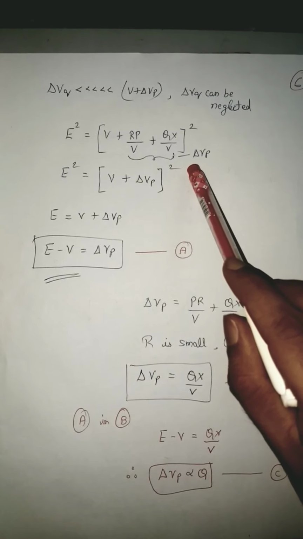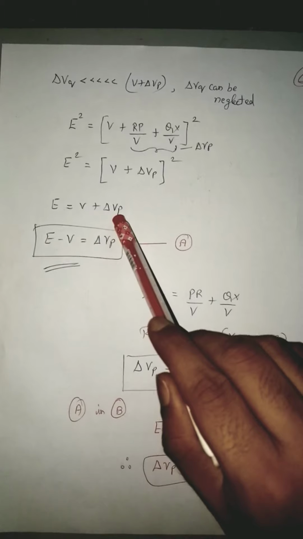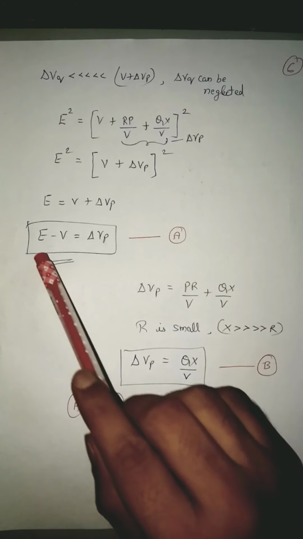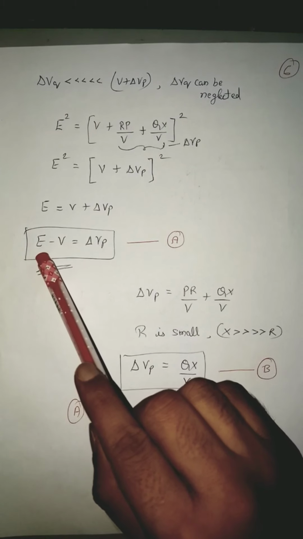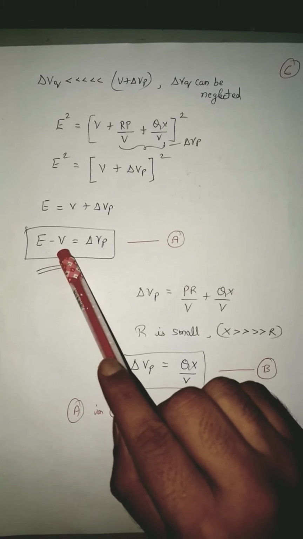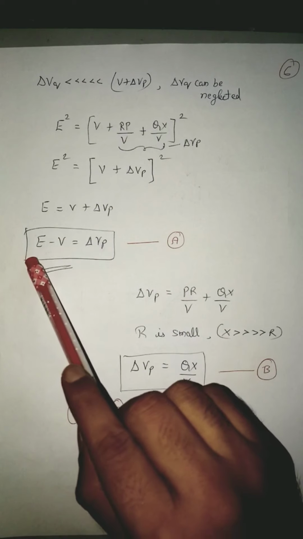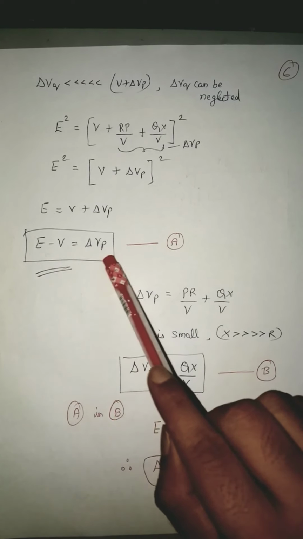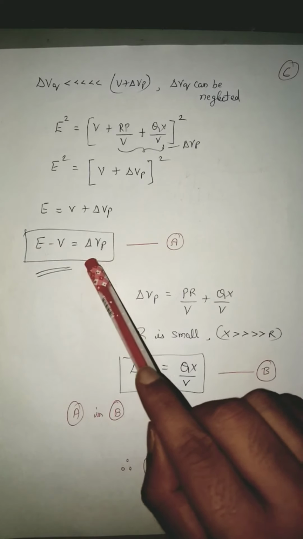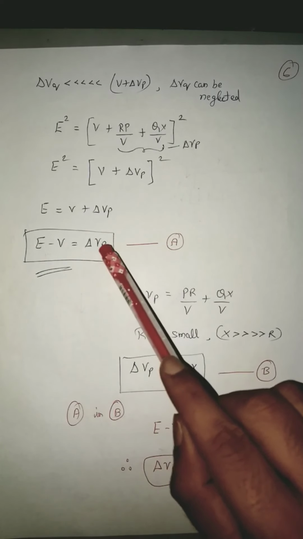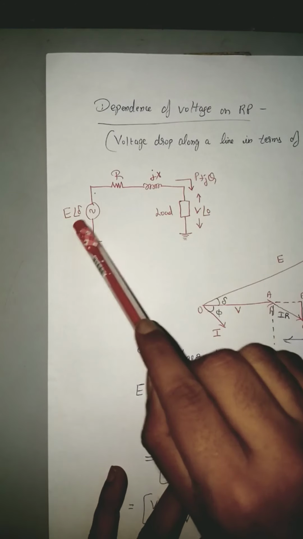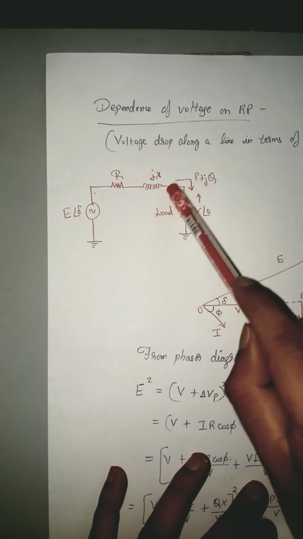E square is equal to V plus delta Vp whole square. If you take the square root on both the sides, E is equal to V plus delta Vp, E minus V is equal to delta Vp. So E is nothing but the generated voltage by the generator, V is nothing but voltage across the load. So E minus V will give us the drop across the transmission line, which is nothing but delta Vp. So delta Vp represents the voltage drop across the transmission line. If you see the diagram here, this is the generated voltage and this is the voltage across the load. E minus V will give you the voltage drop across the line.